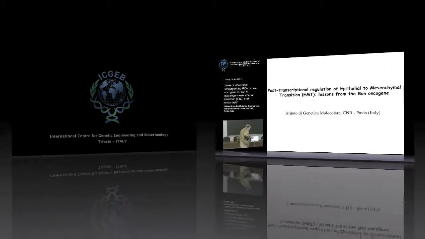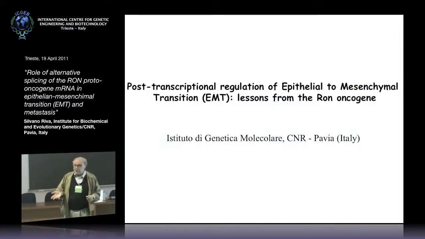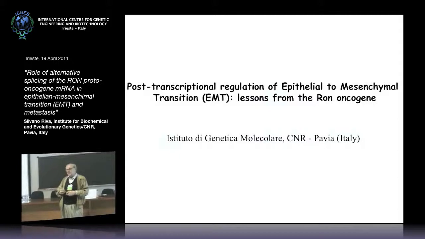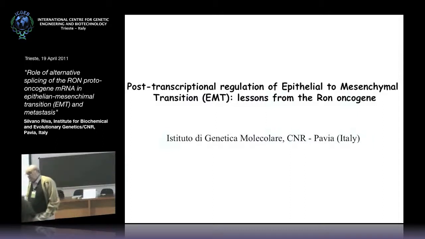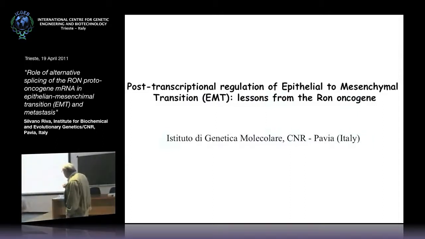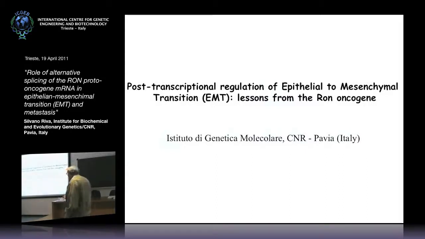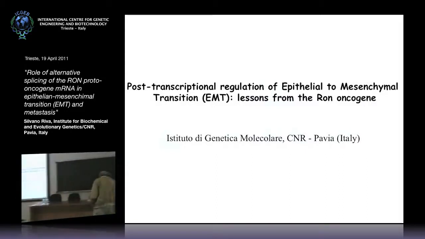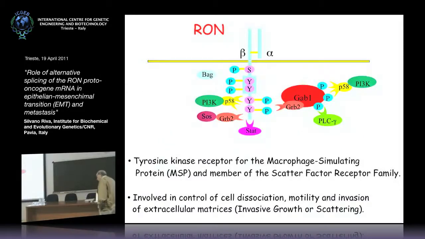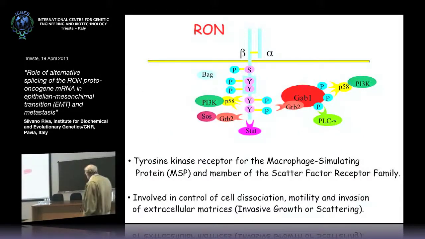It will be about alternative splicing, regulation and deregulation of alternative splicing, that could have very far-reaching consequences. And one example of what alternative splicing deregulation can do is the splicing of this RON oncogene. RON is a tyrosine kinase receptor, as many other receptors.